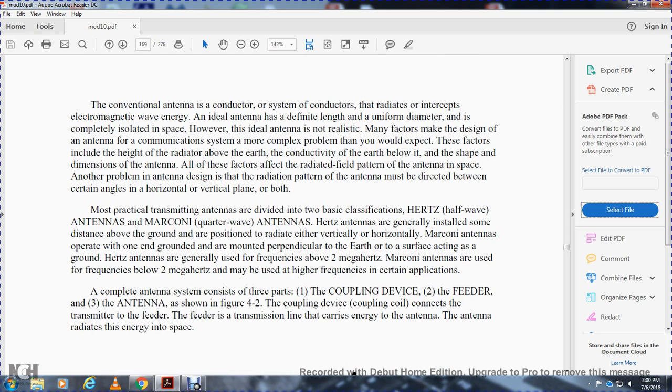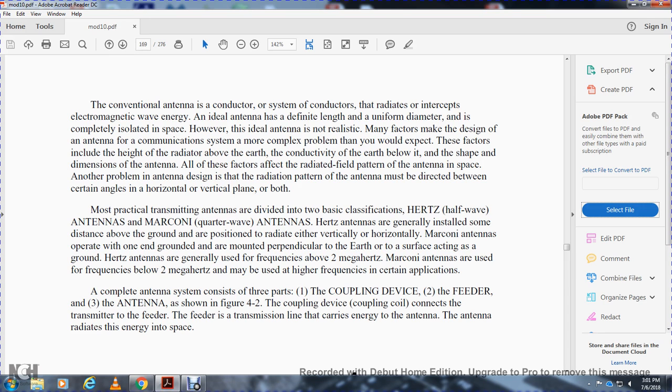Most practical transmitting antennas are divided into two basic classifications: Hertz, or half-wave, antennas, and Marconi, or quarter-wave, antennas. Hertz antennas are generally installed some distance above the ground, with the position to radiate either vertically or horizontally. Marconi antennas operate with one end at the ground, or are mounted perpendicular to the earth or to a surface acting as a ground.